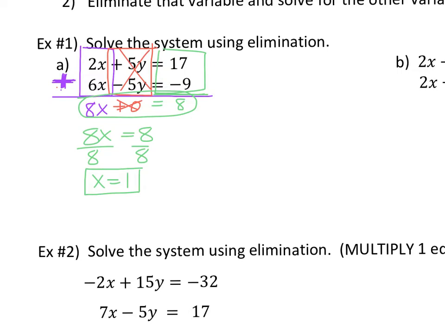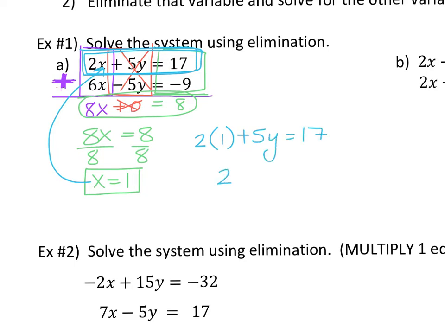Okay, and now from here, it's going to feel like substitution because we're going to take that x value and plug it into one of our equations. And it doesn't matter which one. You may plug it into either. I'm just going to plug it into the top one here. So I'm going to plug an x in of 1 right there. So that would be 2 times x, which is 1, plus 5 times y equals 17. So this is 2 plus 5y equals 17.